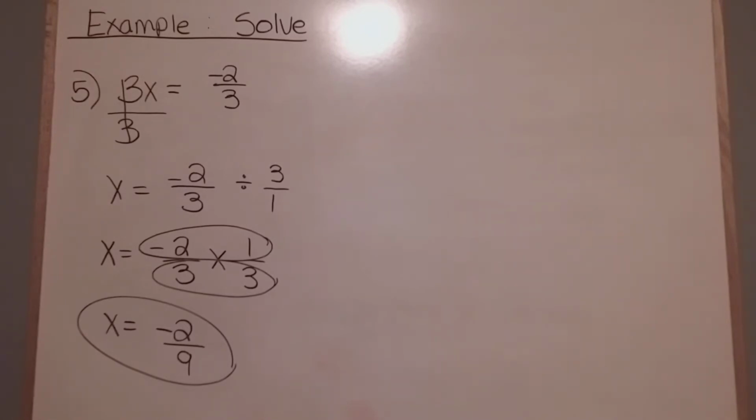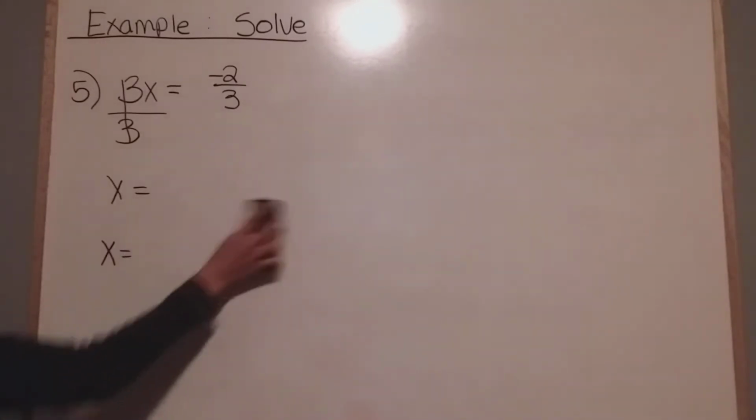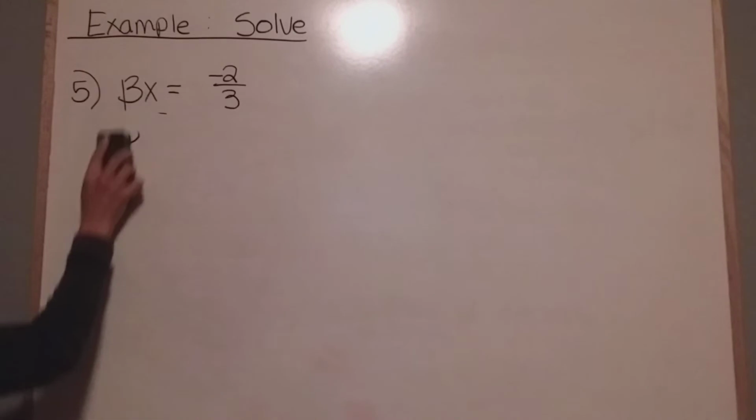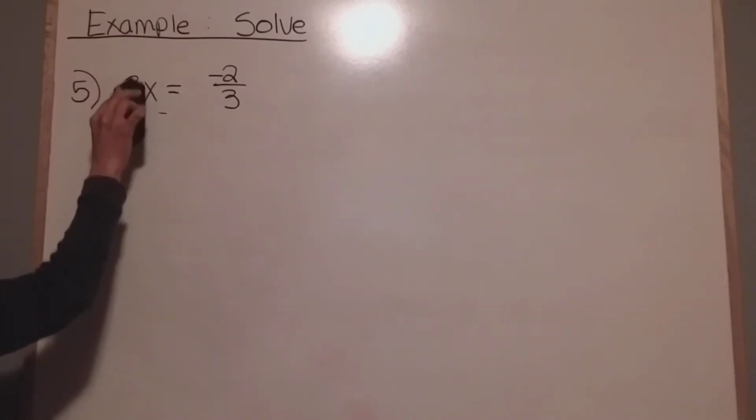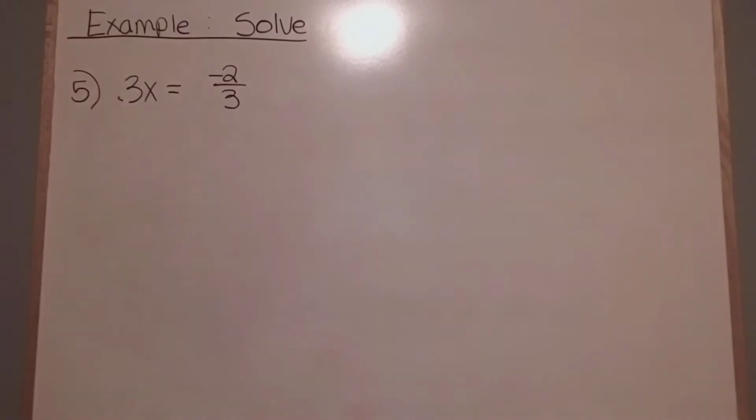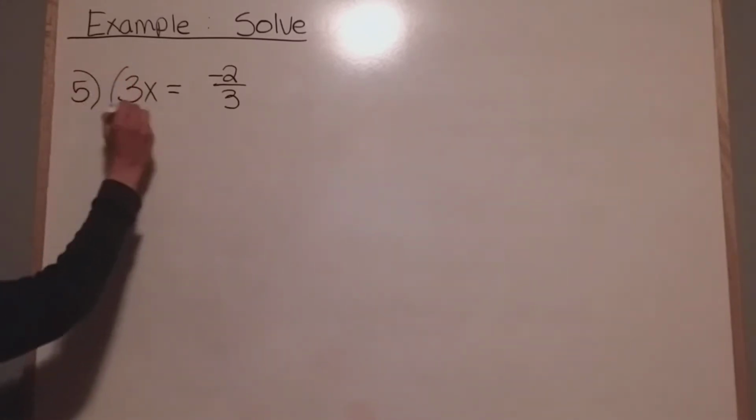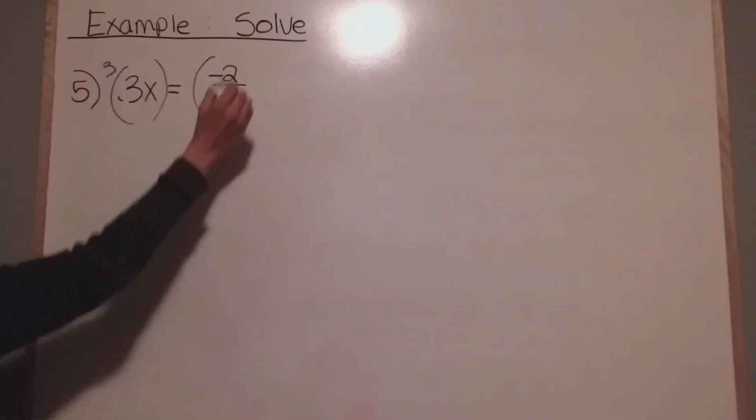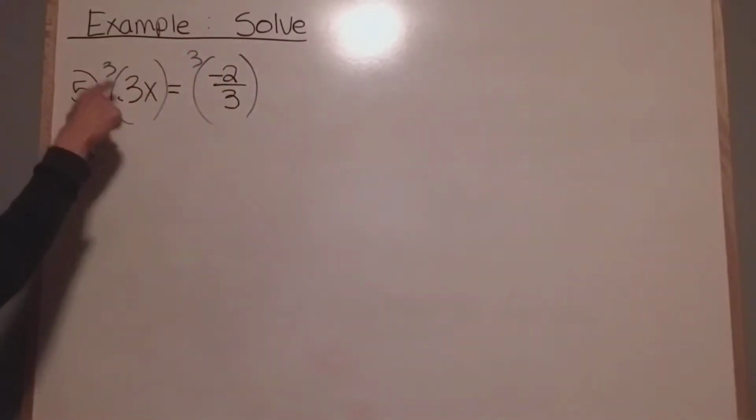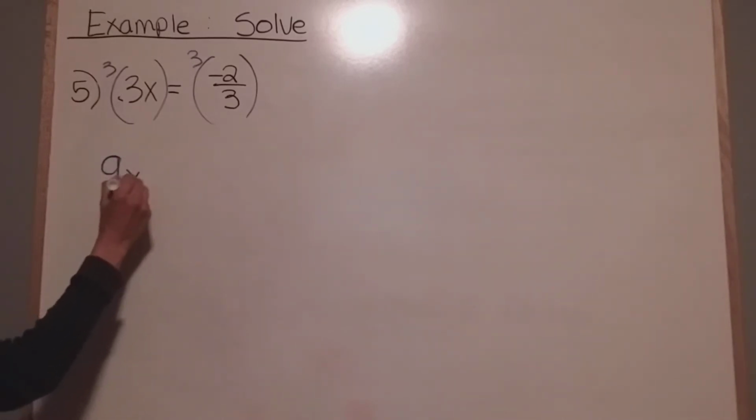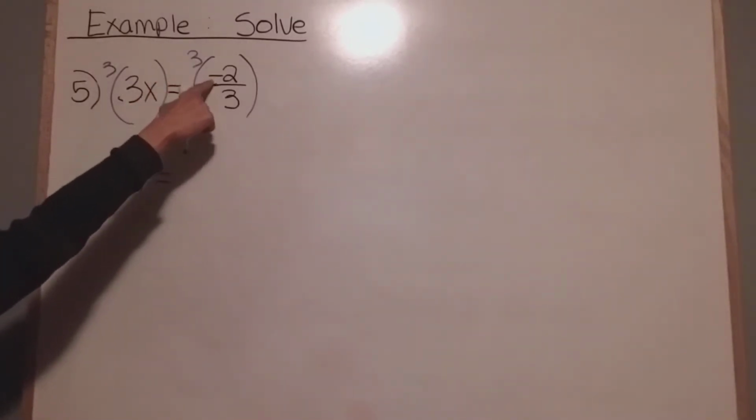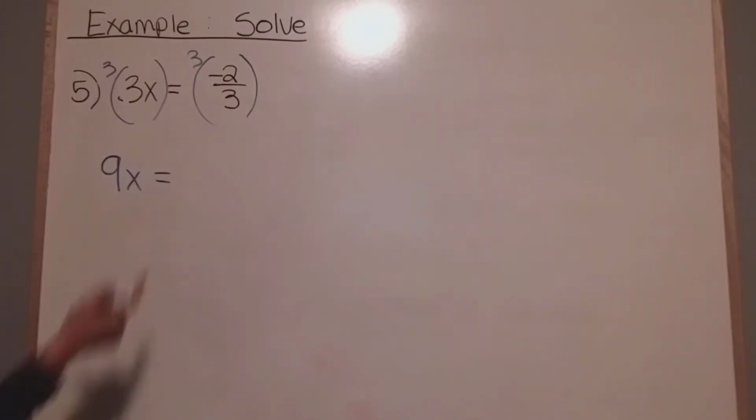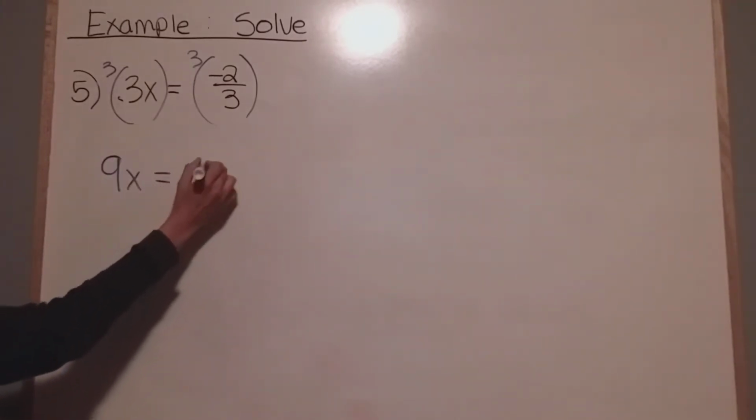Again, if you don't like fractions or working with fractions, we can use method 2, which is to multiply with your LCD. So in this case, my LCD is 3. So I'm going to multiply every single term by 3. So I'm going to multiply this side by 3. I'm also going to multiply this side by 3. 3 times 3x just gives you 9x equal to here. 3 times negative 2 is negative 6. Negative 6 divided by 3 gives you negative 2.